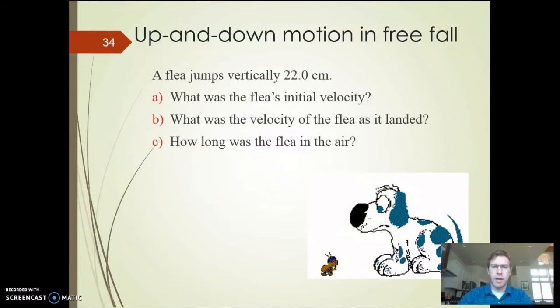So pause the video, try this one out. Seems like there's very little information. I want you to try to figure it out anyway. So give it a go.